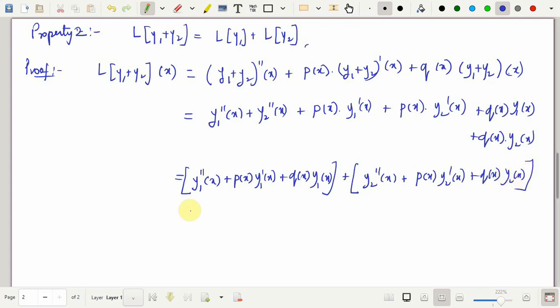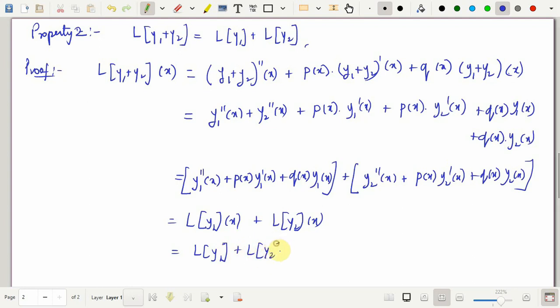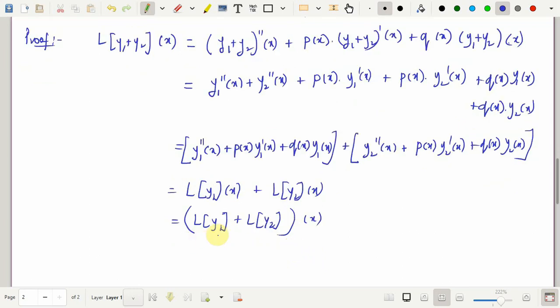And so, what do you observe over here, that this is nothing but L of y1 evaluated at x plus L of y2 evaluated at x. And so, this can be written as L of y1 plus L of y2 evaluated at x, by the definition of the sum of functions, because f1 of x plus f2 of x is the same as f1 plus f2 of x. Since this is true for any x, we can say that they are identically equal on the domain on which y1 and y2 are defined.